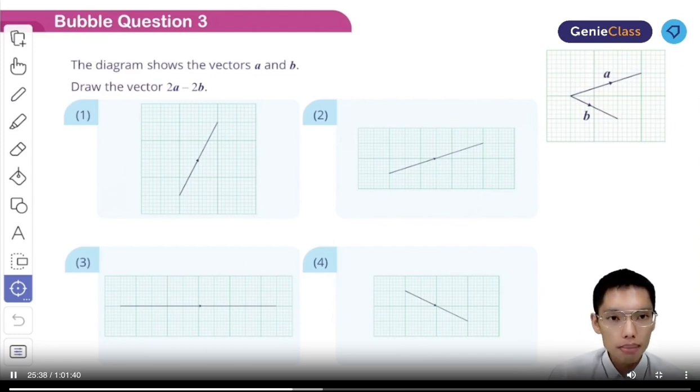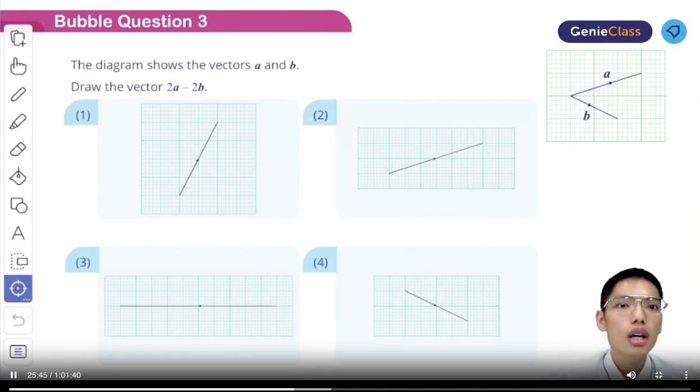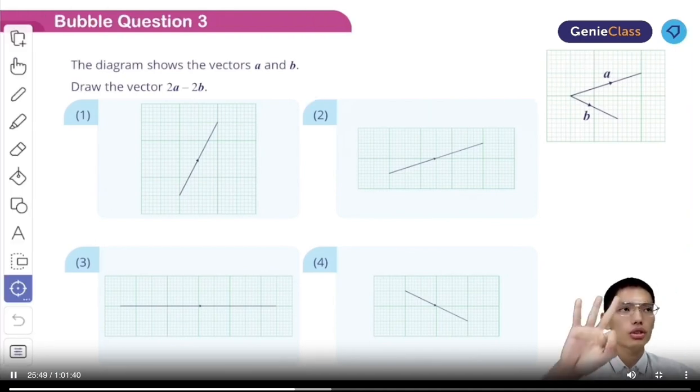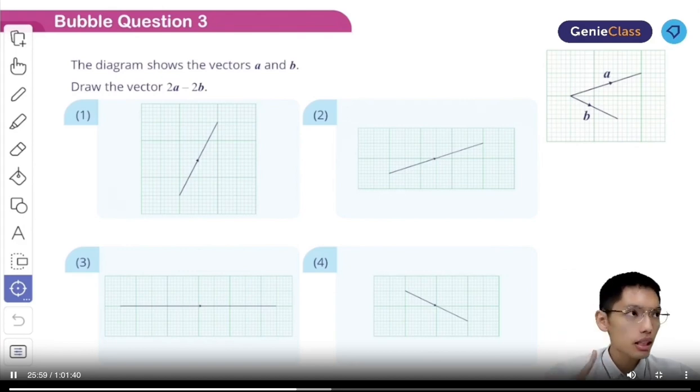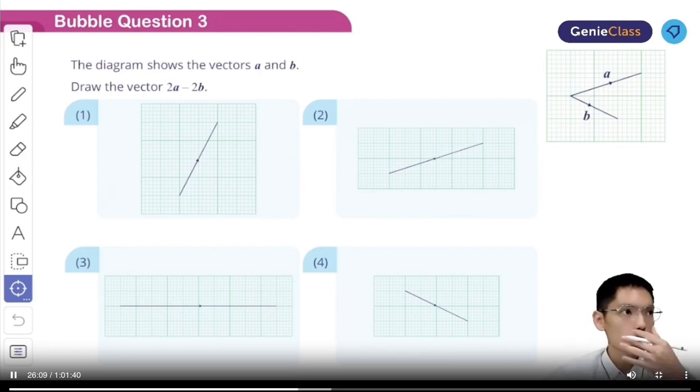Okay, launching the bubble launcher very soon in 3. Take note, this is my vector A, this is my vector B. How do I draw 2a minus 2b? Okay, launching the bubble launcher in 3, 2, 1. Okay, this is a bit of visualization, so I'm going to give you some time to see before I launch it for you. It's going to be a little bit hard to visualize, so take a close look. And in fact, if you realize, there are some of the options I can eliminate straight away already. So don't worry, this is a little hard for visualization. I understand, it's quite a hard question.